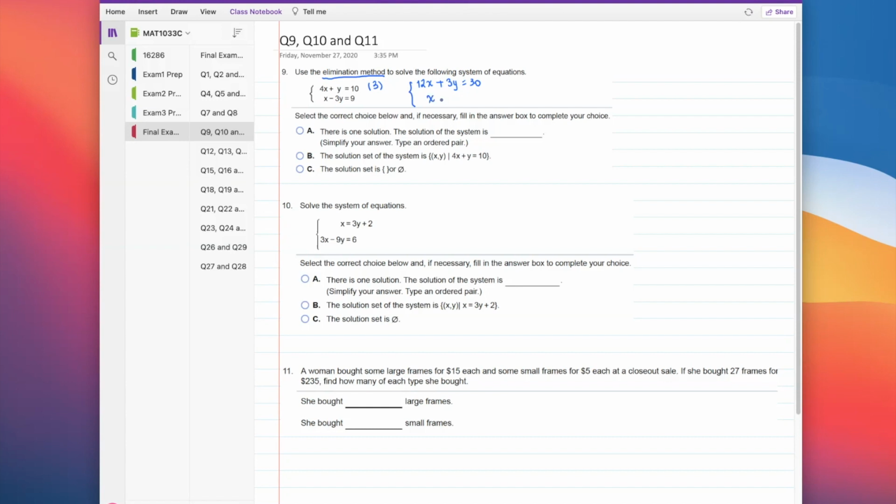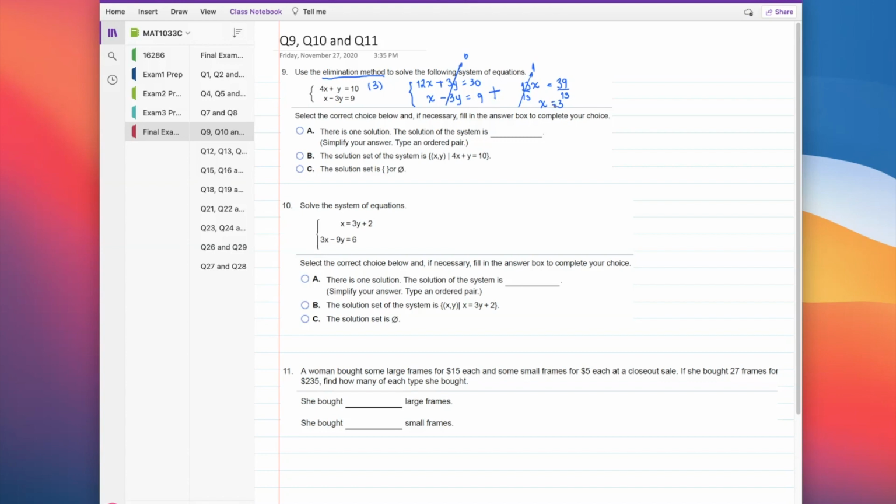Second one is stay as it is. Now if I add those two equations, I will have 13x, this here disappears, equal 39. Divide both sides by 13. That's the coefficient of the variable x. To make the coefficient 1, I have x equal 3.